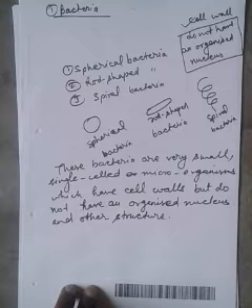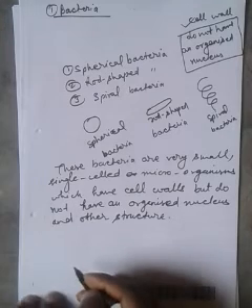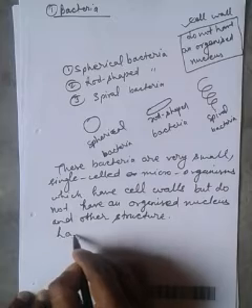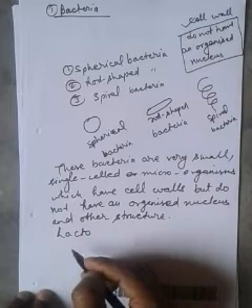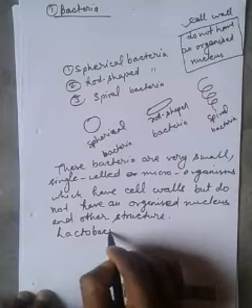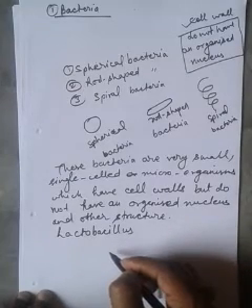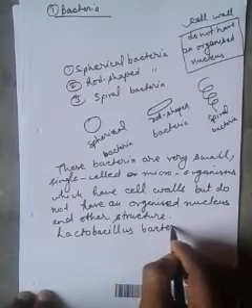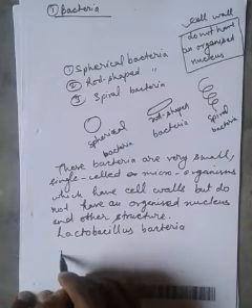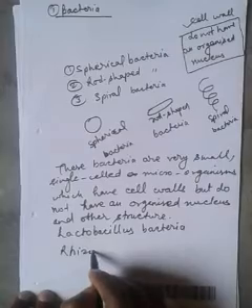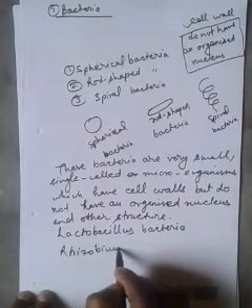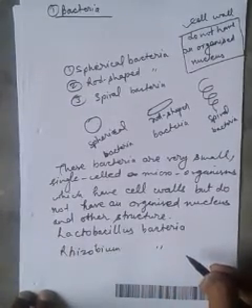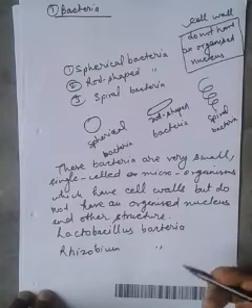Some of the useful bacteria are lactobacillus bacteria, already I said. This bacteria helps to make the curd from the milk. And another one is rhizobium bacteria. This bacteria helps to fix the atmospheric nitrogen into the soil.